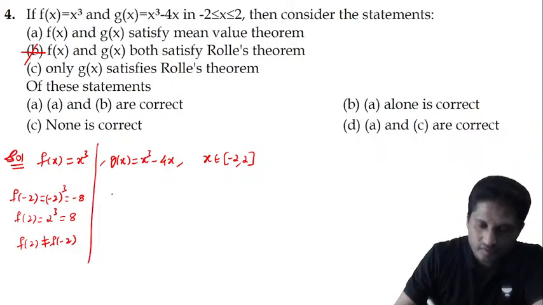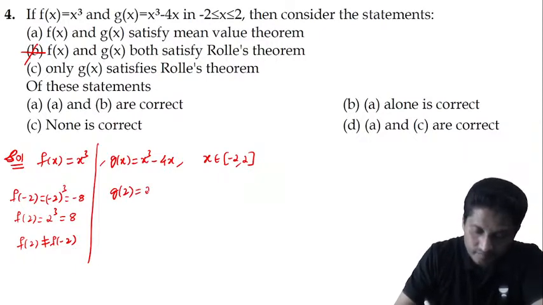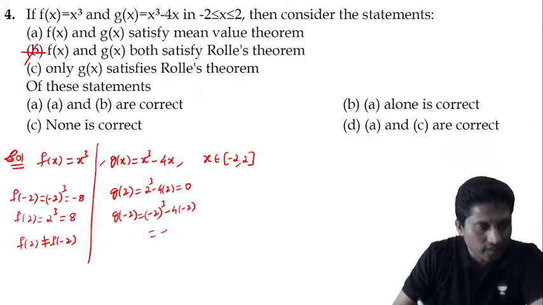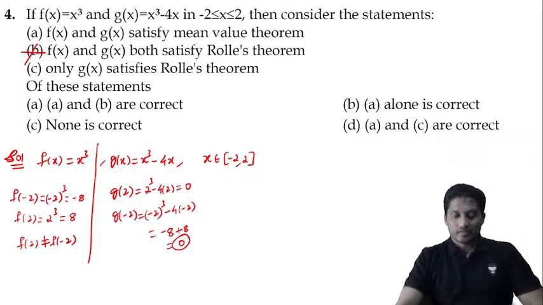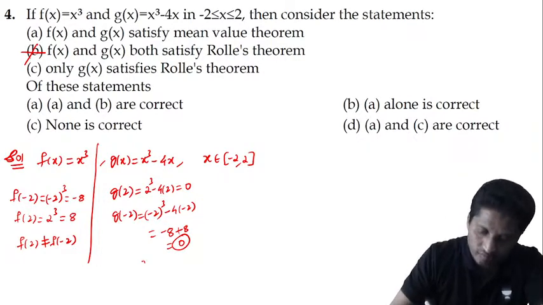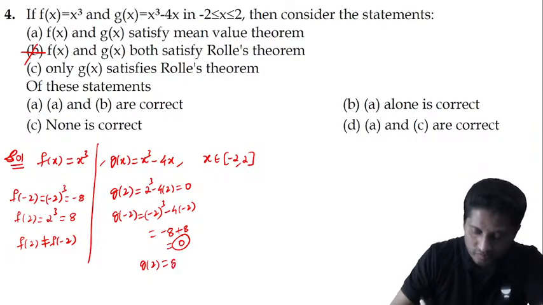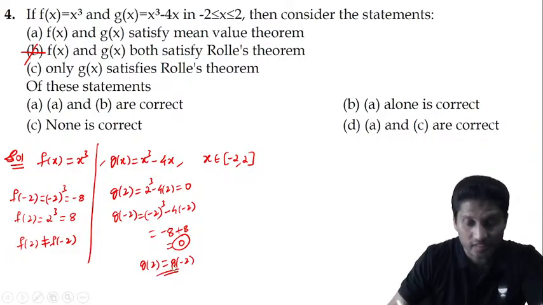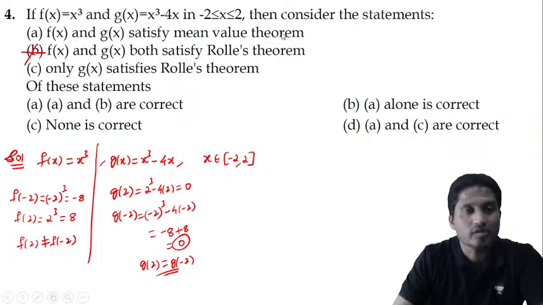Now if I take g of x, g of 2 is equal to 2 cube minus 4 into 2, which is equal to 0. g of minus 2 is minus 2 the whole cube minus 4 into minus 2. This will be equal to minus 8 plus 8, which is equal to 0. So obviously g of 2 is equal to g of minus 2. So Rolle's theorem is applicable to g, and obviously the mean value theorem is also applicable.